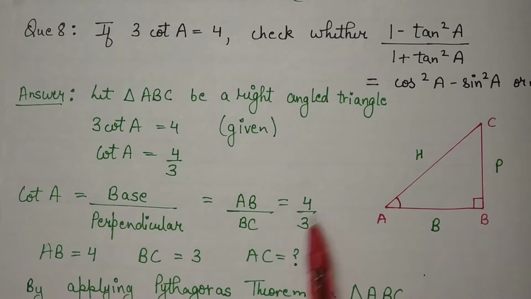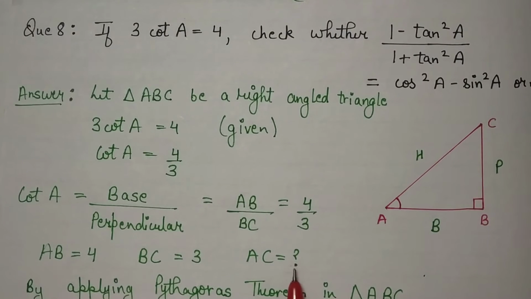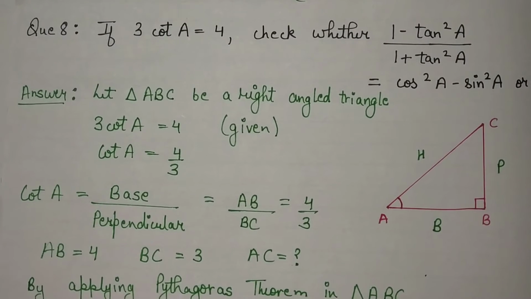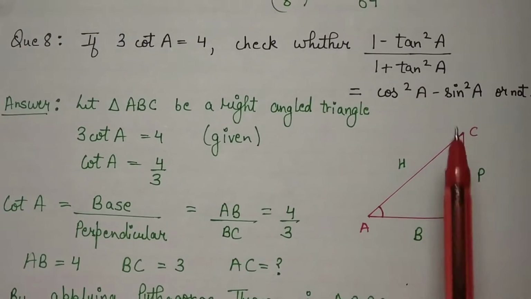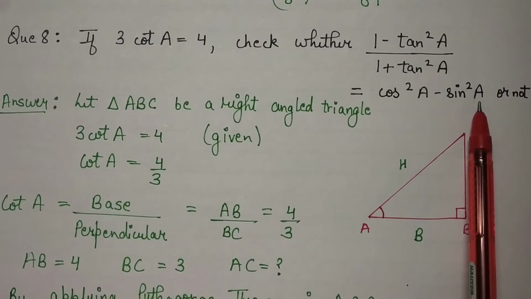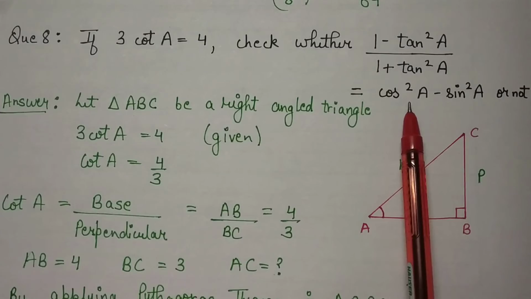Here also I have got two sides. AB is 4, BC is 3. The third side I don't know. Firstly find the third side so that I can find tan, cos and sin and check whether they are equal or not, putting in these.